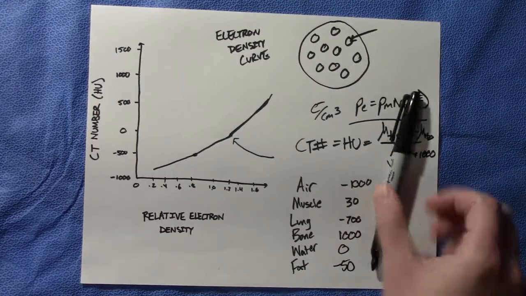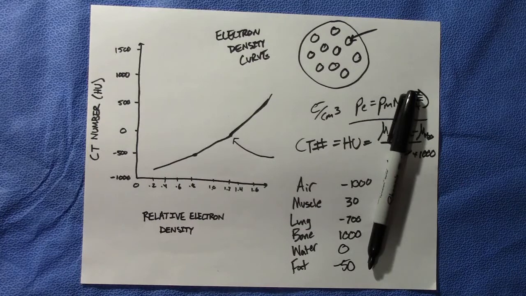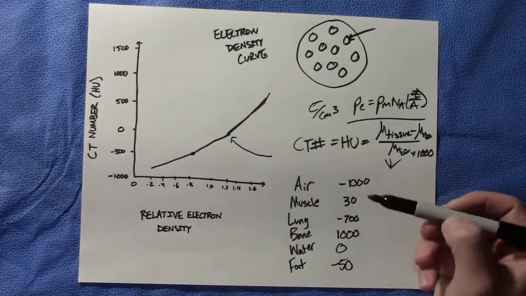And so that is a brief description of the electron density curve, the Gammex phantom, and why this is important.